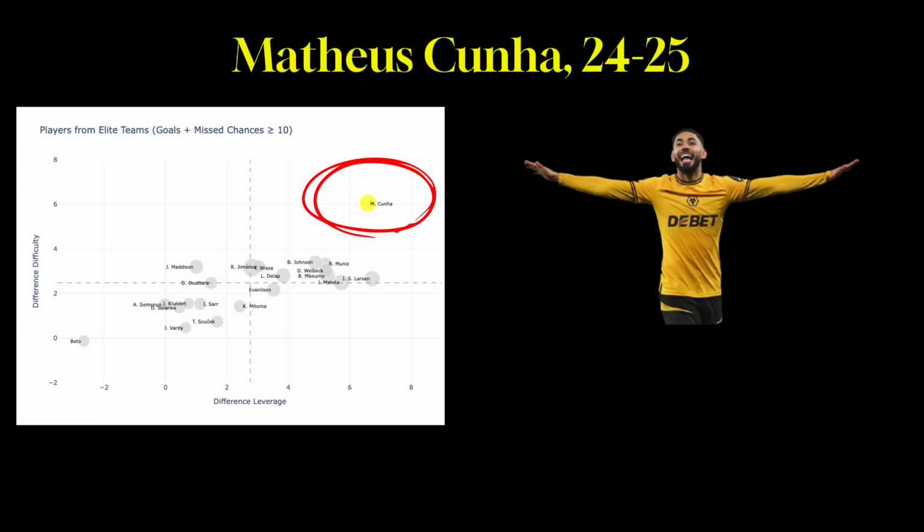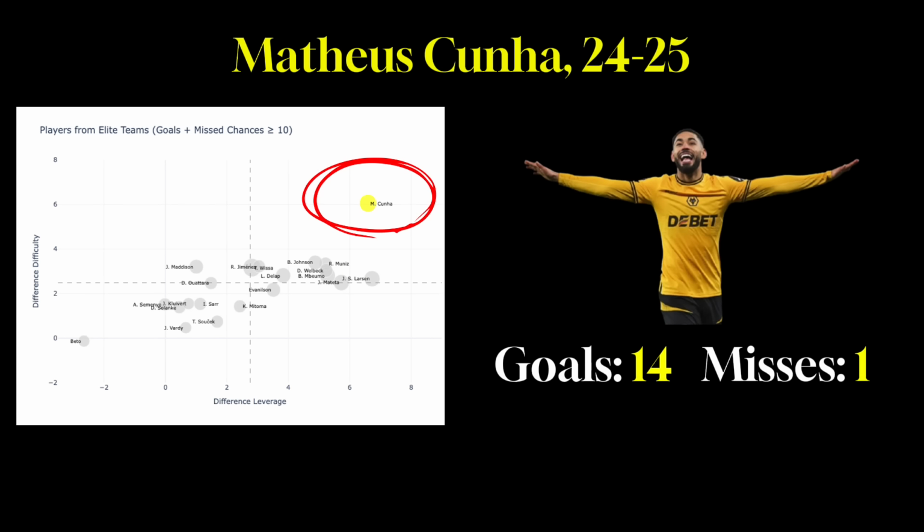Cunha, whose team finished in 17th, scored 14 goals up to this point and had missed only one big chance. That's a difference of 13. No other player had a difference of larger than 9, and among the other players on bad teams, nobody's difference score comes even close.